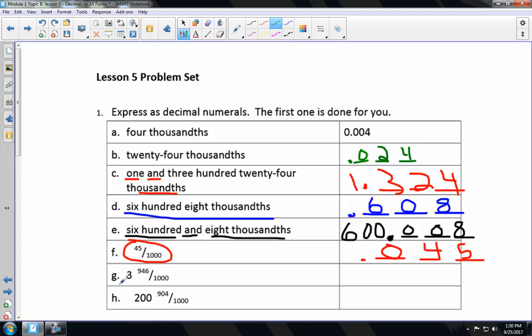Next, there's a whole number of 3. Then there's a fraction, so I write my 3, then my decimal, and then my fraction says 946 thousandths. And we have 200 before, so now we have 200 and 904 thousandths.